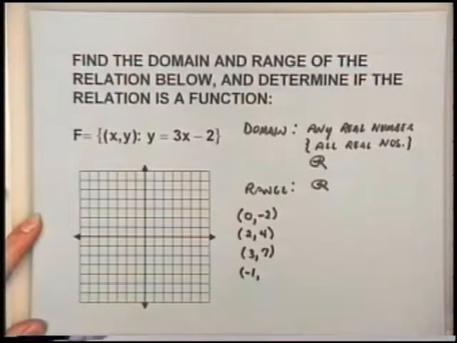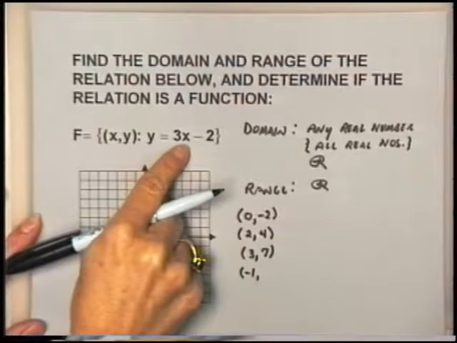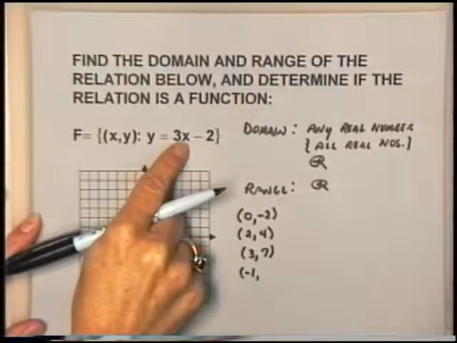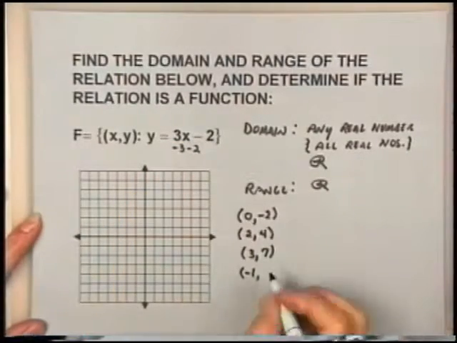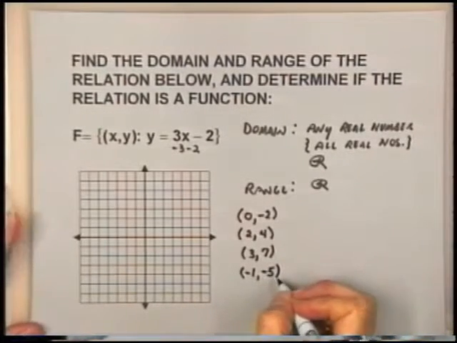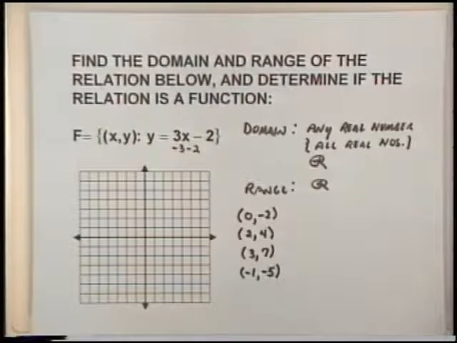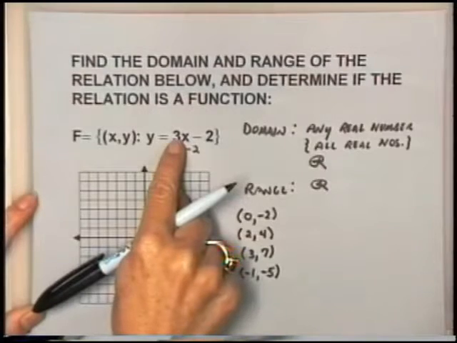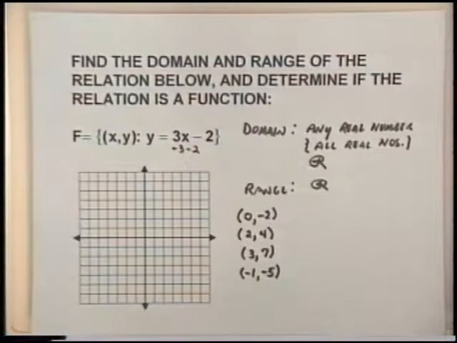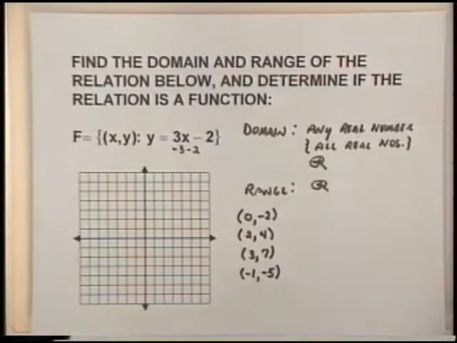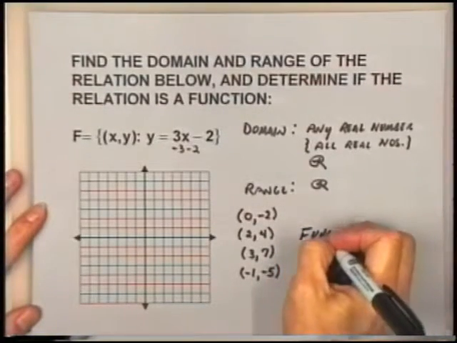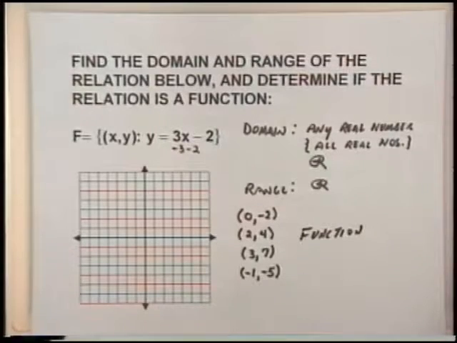Let's choose a negative number here. If x is negative 1, 3 times negative 1 would be a negative 3. Negative 3 subtract 2 would be a negative 5. Again, how many solutions did I get? I only got one. It looks like that when I choose a number for x, I'm going to multiply by 3 and subtract 2. I'm always going to get only one answer. In other words, for any given first coordinate, there will never be two different answers. That tells me that this is a function.